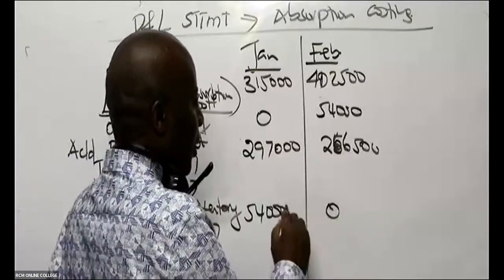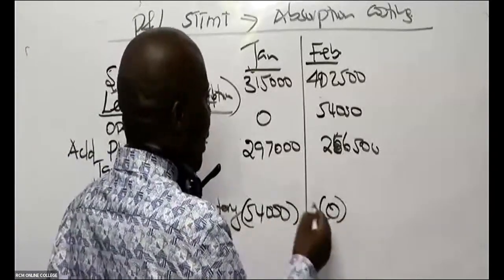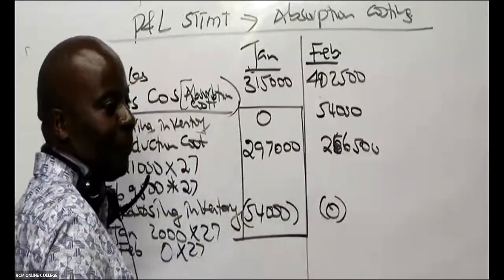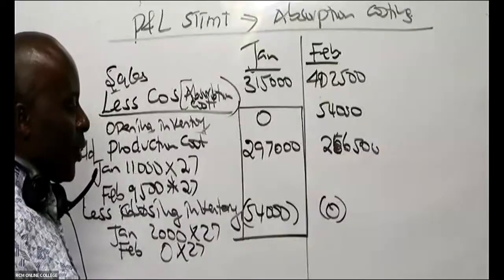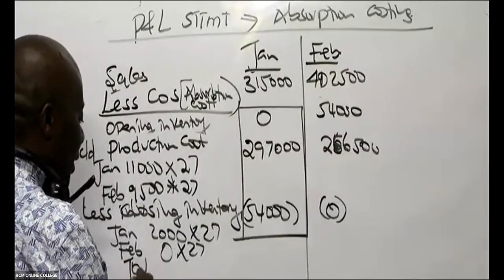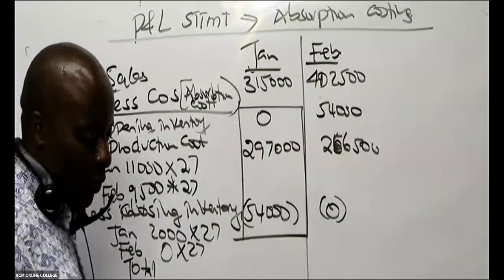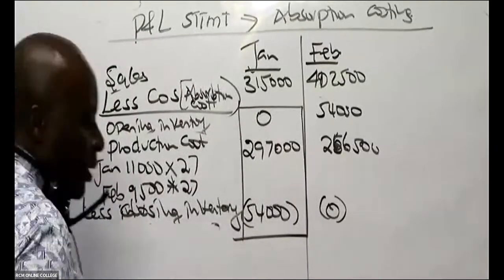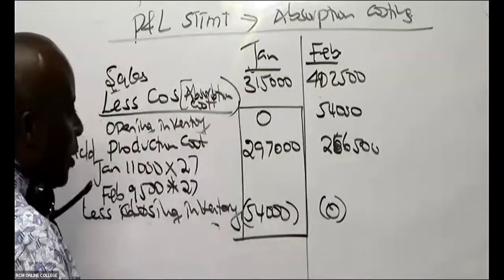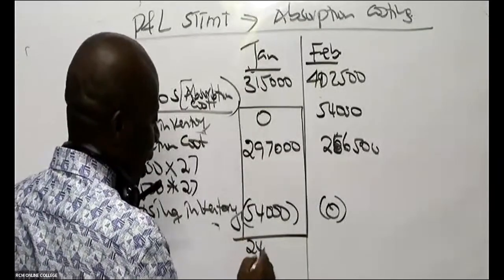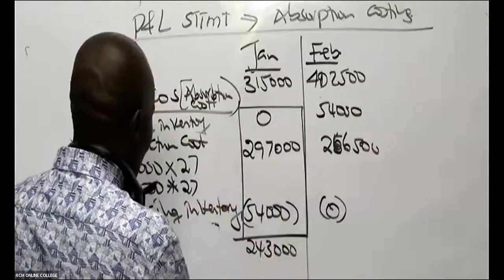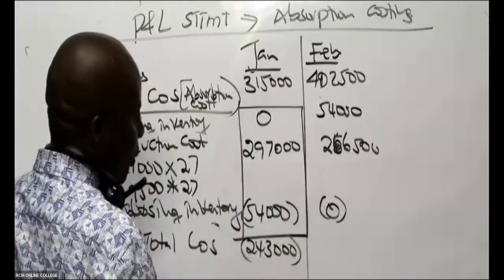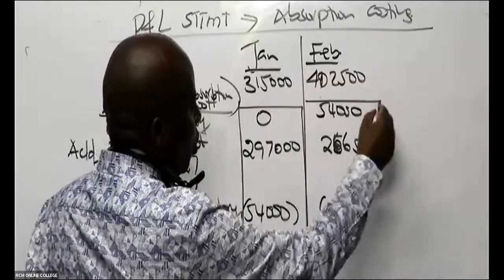The other one is what here? So you subtract. But remember, you must do this for cost of sales. Give me the total cost of sales here. The first one is 243,000. Total cost of sales, 243,000. How about total cost of sales here?